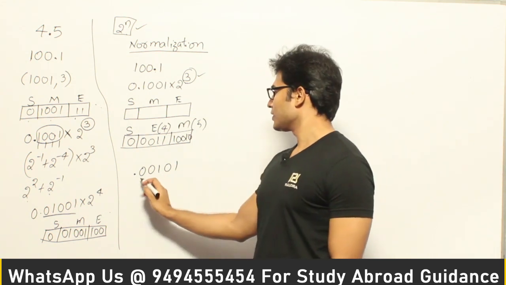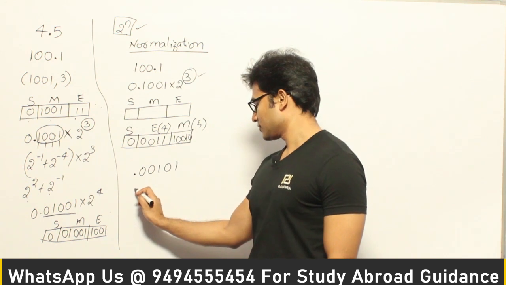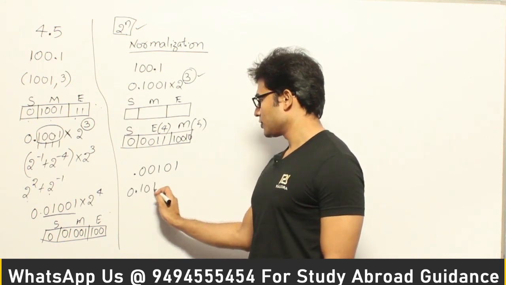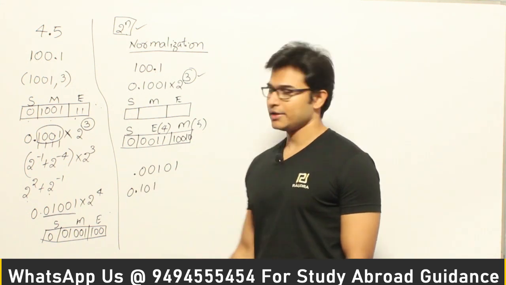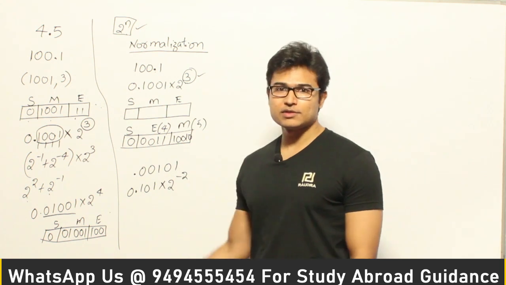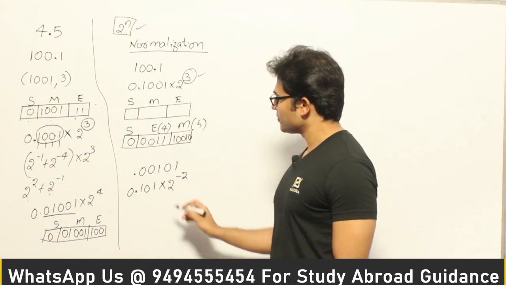So how to decrease the value? If I am increasing the value like this, 0.101, which means I have moved it 2 points right, then I have to multiply with 2 power minus 2. So this is the way I decrease it. Now what is it that I should represent?